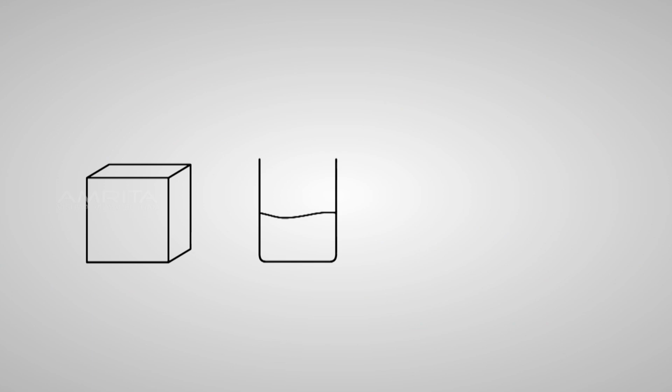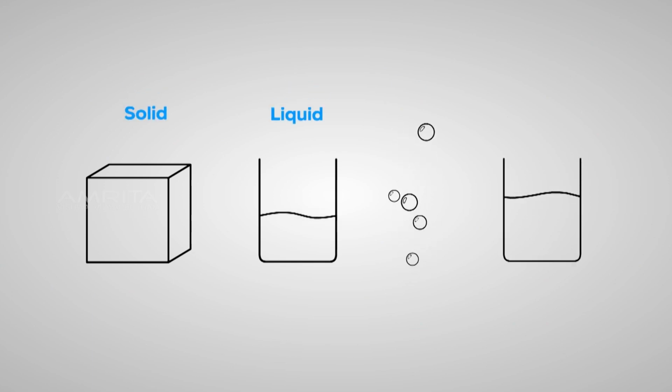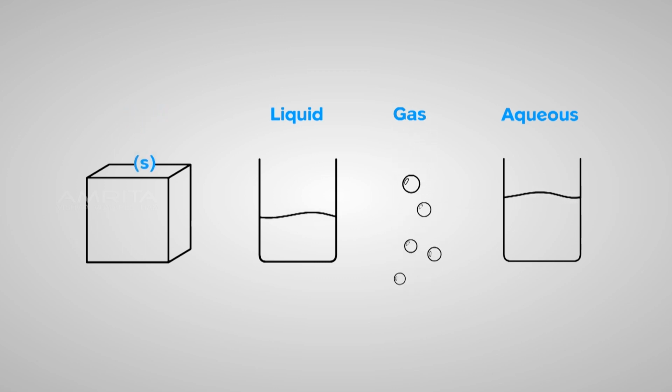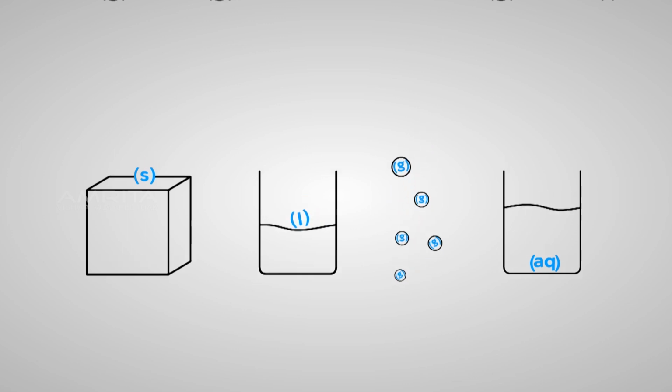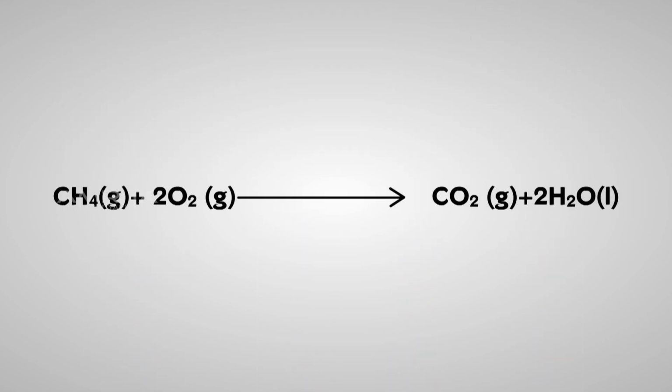The equation is made more informative by mentioning the physical state of the reactants and products with the help of certain specific symbols known as state symbols. These state symbols are S for solid state, L for liquid state, G for gaseous state, AQ for aqueous solution. If we analyze the equation further, we will be able to explain in which state the reactants and products exist. CH4(g) + 2O2(g) gives you CO2(g) + 2H2O(l).